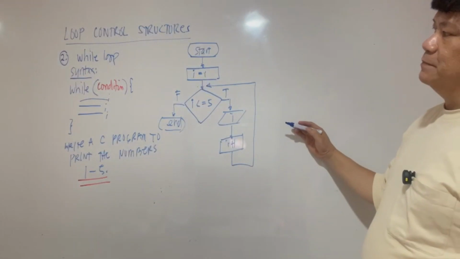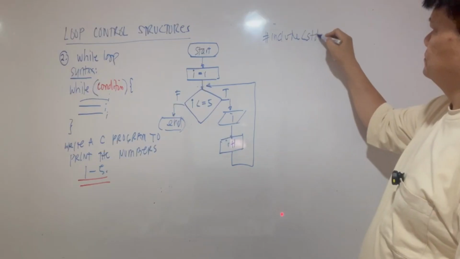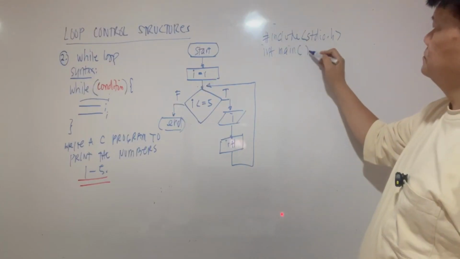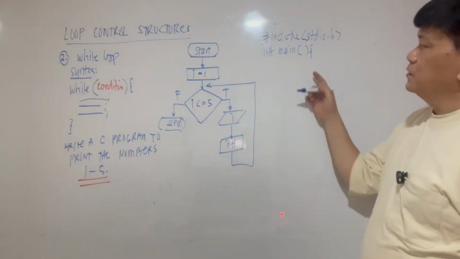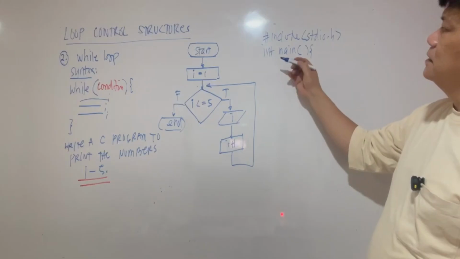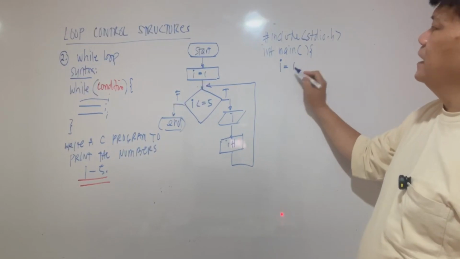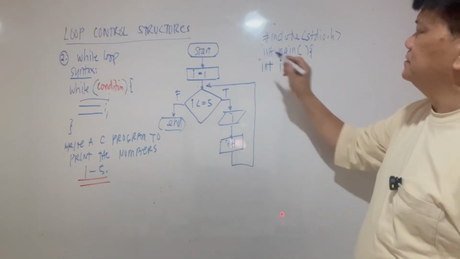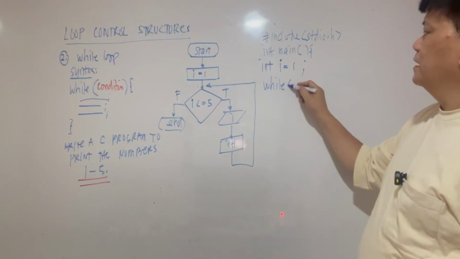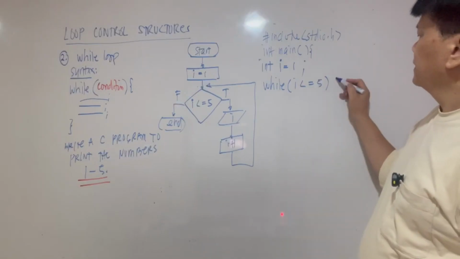Then let's have the program. Begin. You can just also place there the begin. And then let's initialize the variable I. I is equal to 1. And then let us declare that as integer, semicolon. While the condition I is less than or equal to 5, then begin.